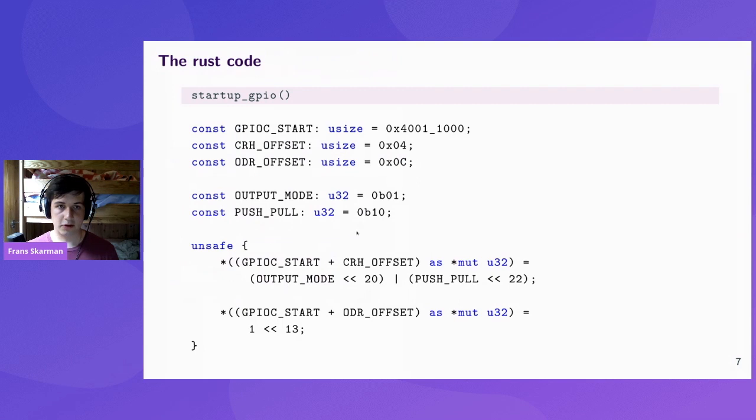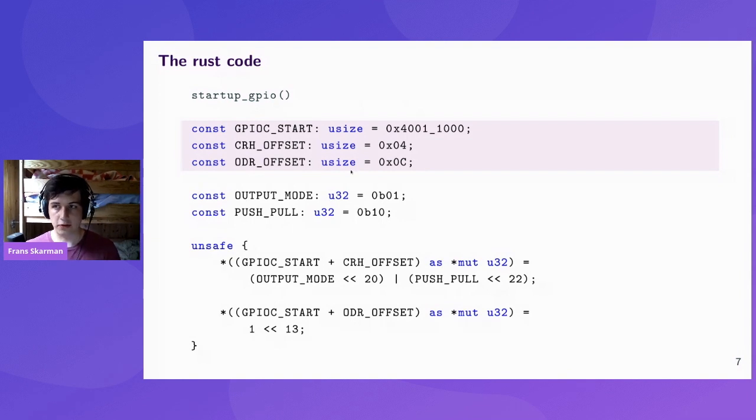In Rust, that would look something like this. I said before we need to start the GPIO functionality in the RCC peripheral. That's done in the startup GPIO function because it doesn't fit on the slide here. Then we compute some addresses. So we have the start of the GPIO bank, and then we have the control register offset and the offset for the output data register.